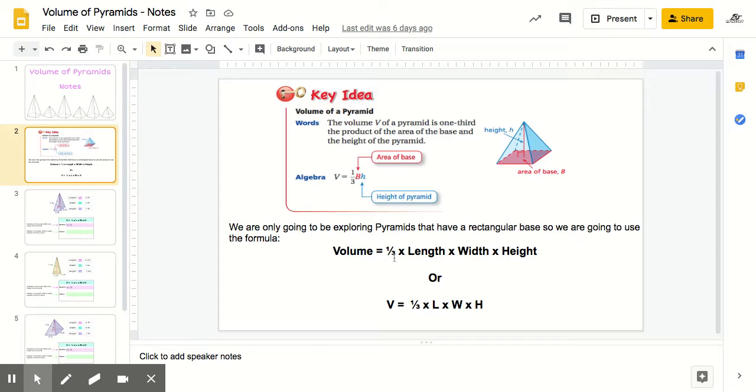Volume equals 1/3 times the length times width times height, which is also shortened to V equals 1/3 times L times W times H. Okay, so we're going to have to multiply 4 different numbers together.